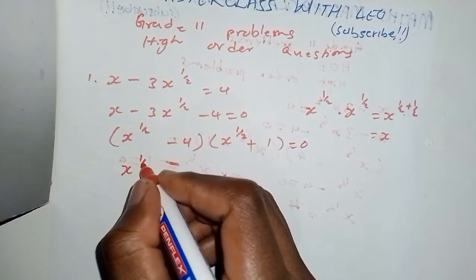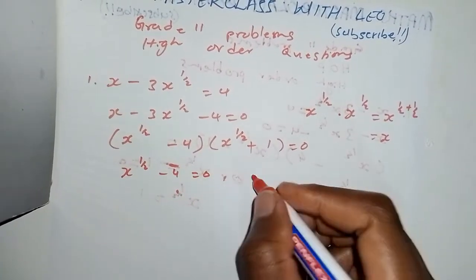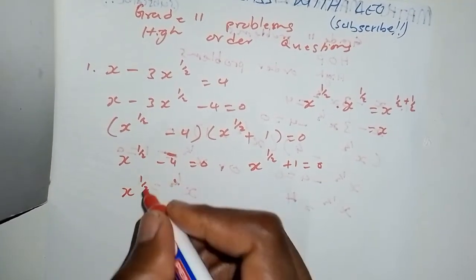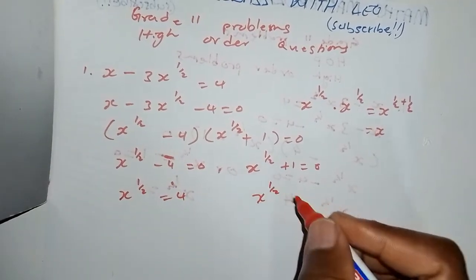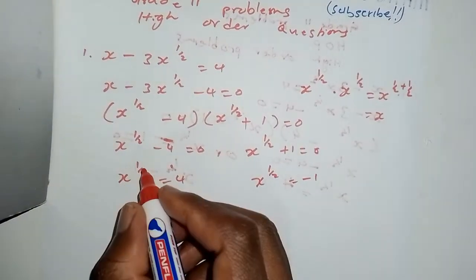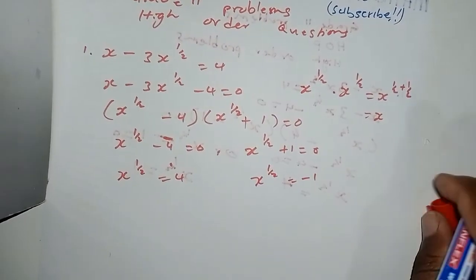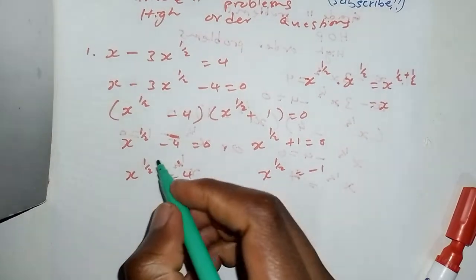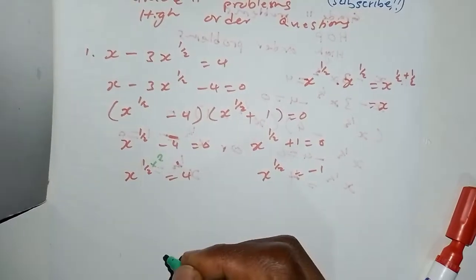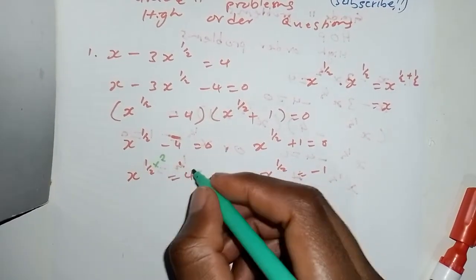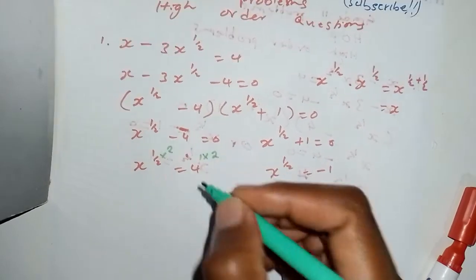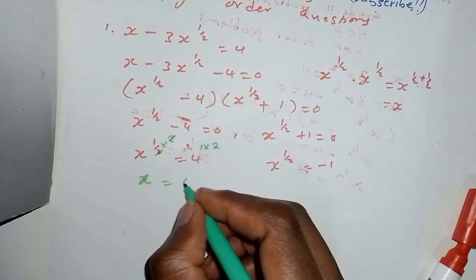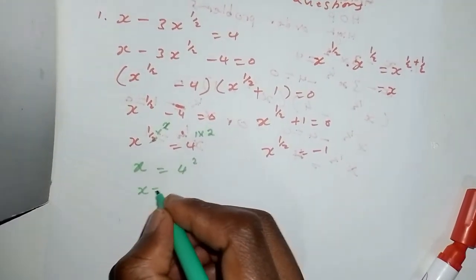Then x to the power half minus 4 is equal to 0, and x to the power half plus 1 is equal to 0. Then x to the power half is equal to 4, and x to the power half is equal to minus 1. For me to remove this exponent, I can just multiply by 2. What I do on my left hand side, I must also do on my right hand side. Multiply by 2, so this and this cancel. I'll have x is equal to 4 to the power 2, meaning x is equal to 16.